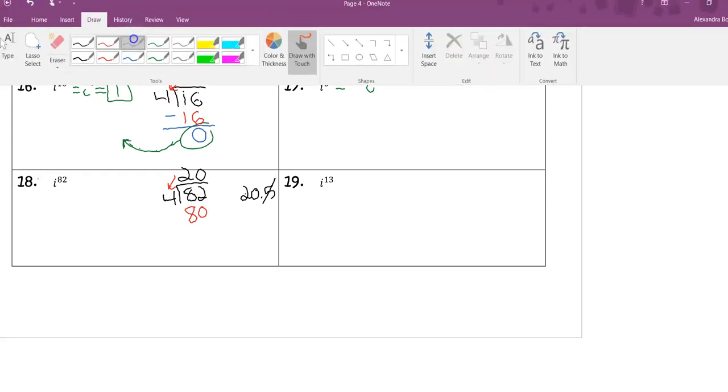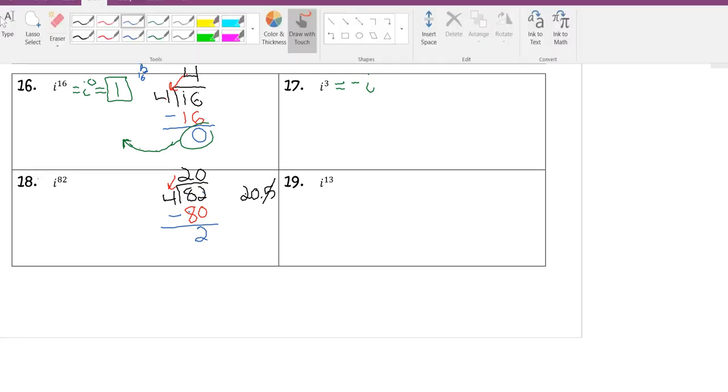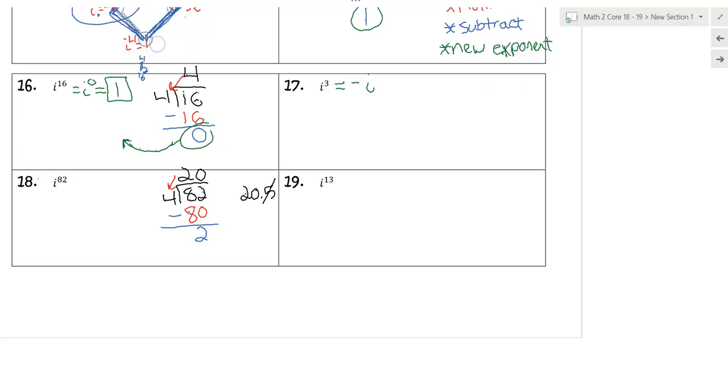82 minus 80 is our next step. So we're subtracting. 82 minus 80 is 2. And so that 2 is our new exponent. And that goes over here. So i to the 82 is the same thing as i squared, which we know equals -1 from our chart.